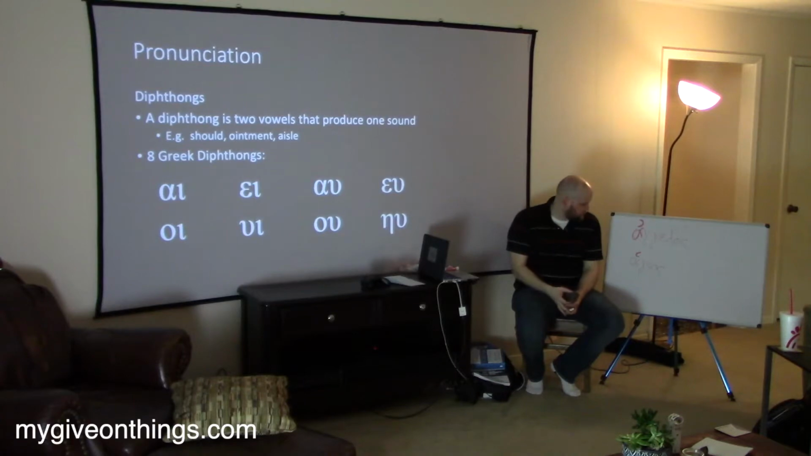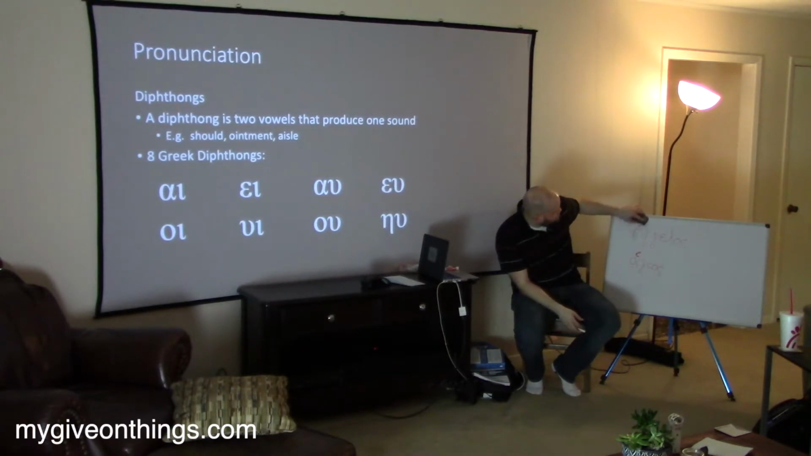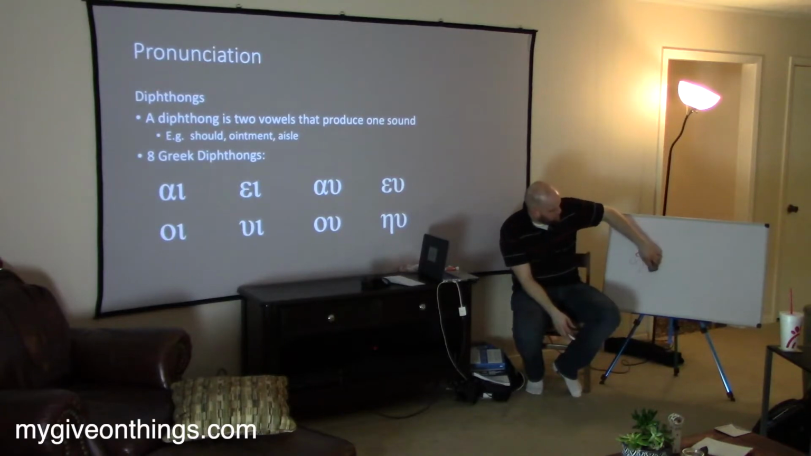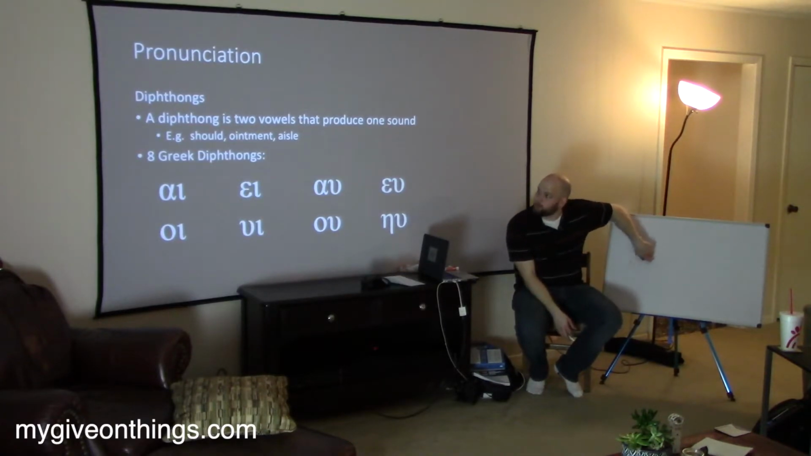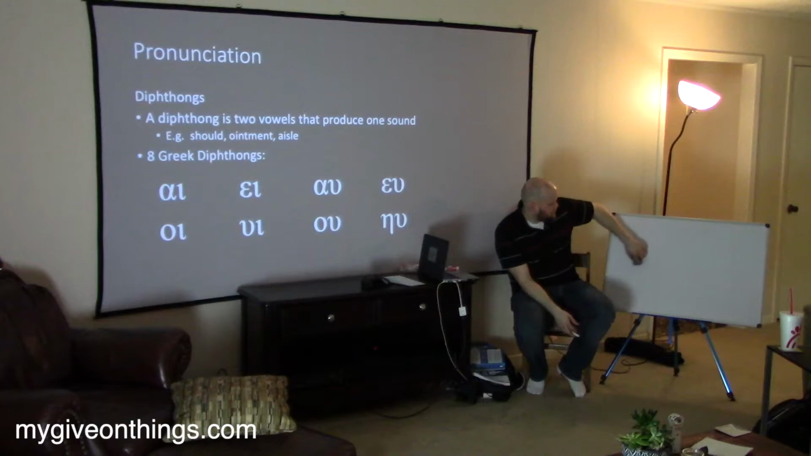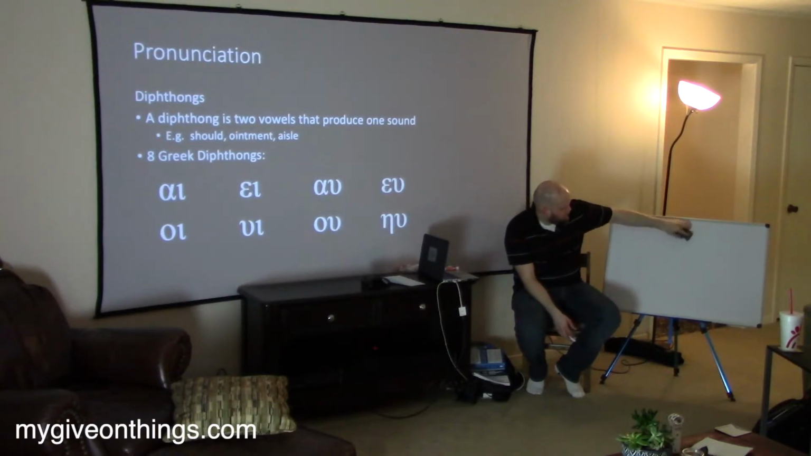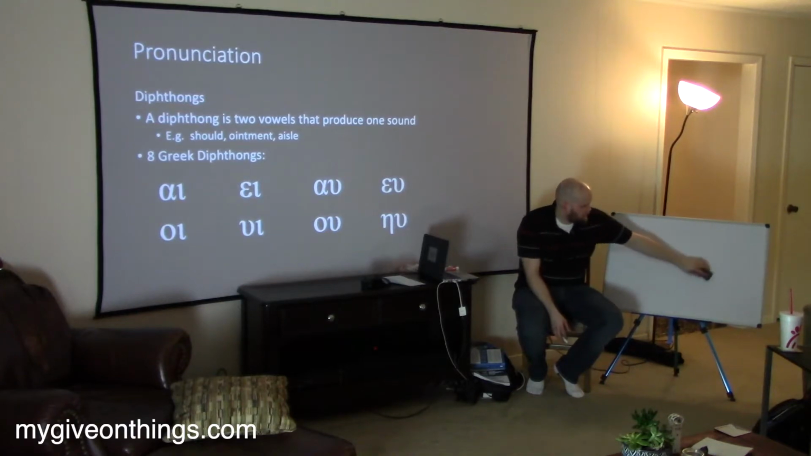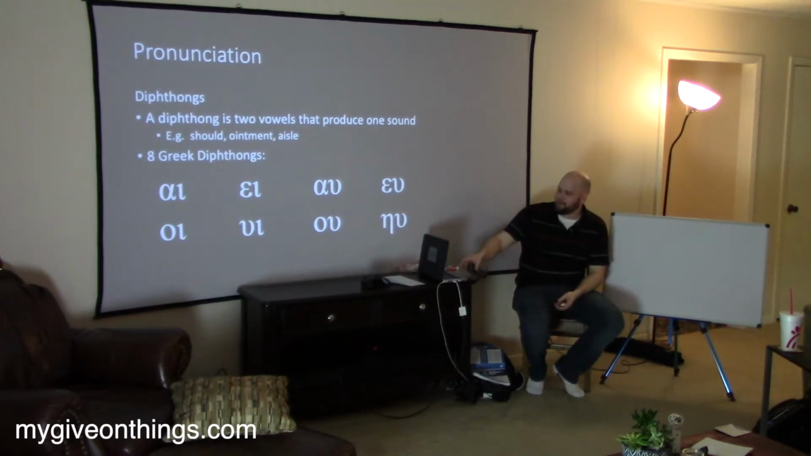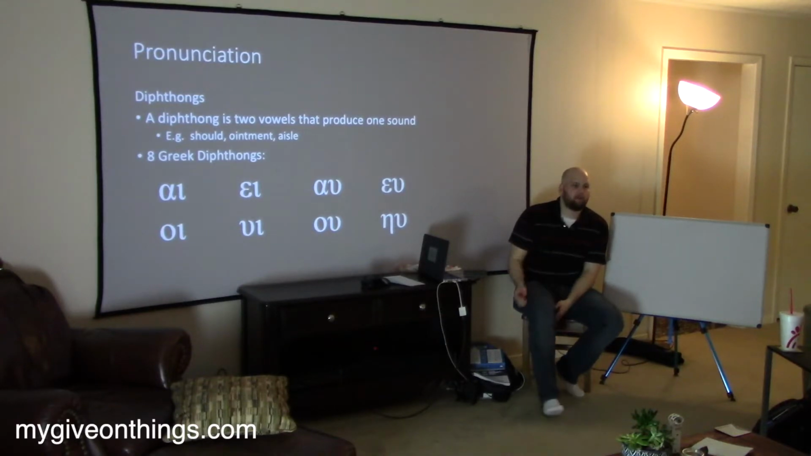Diphthongs are a little bit tougher for most people. Somebody remind me what a diphthong is? Two vowels that make a different sound. Yes, two vowels that put together make a different sound than the original two vowels made. There are eight possible diphthongs in Greek. They are as follows.